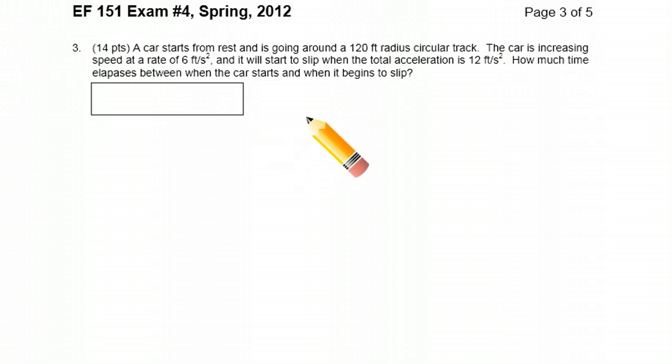Problem number 3 has a car going around a curved track, and given some information about the acceleration, we want to determine the time when it starts and from when it starts to when it starts to slip. So it starts from rest, on a 120-foot radius track, with increasing speed, and then total acceleration, and then we want to find the time elapsed.